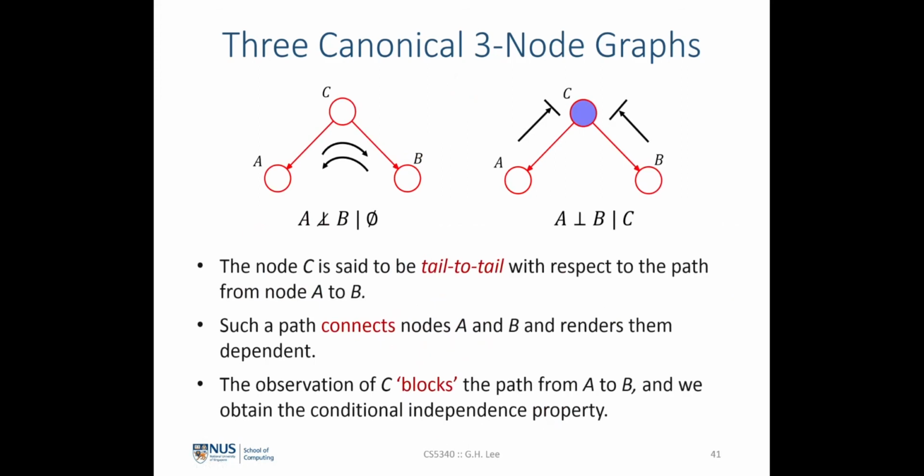Now, as I've mentioned, this canonical structure is called the tail-to-tail structure with respect to the path from node A to B. When C is not observed, there is a path that exists from A to B and vice versa, and hence A and B are not conditionally independent given that we don't observe any random variables over here. When C is observed, then we say that the path from A to B and B to A are blocked. So in this case, we will use this as a conditional independence property.